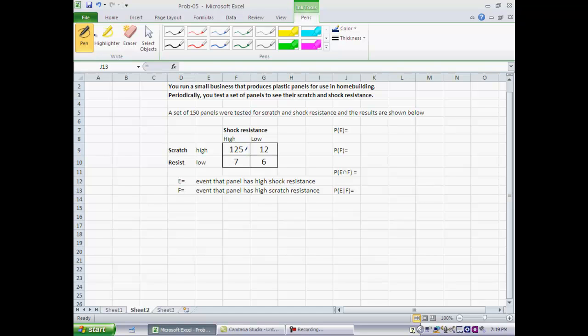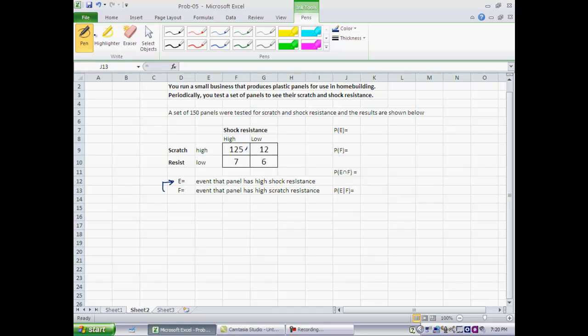Okay, so let's say we pick a panel at random and we define E as the event. By the way, we defined what an event is in a previous clip. An event simply consists of a set of outcomes that meets a certain condition. So we pick a panel at random and let's define the event E as being the event that the panel has high shock resistance, and F is the event that the panel has high scratch resistance. So what is the probability of E?